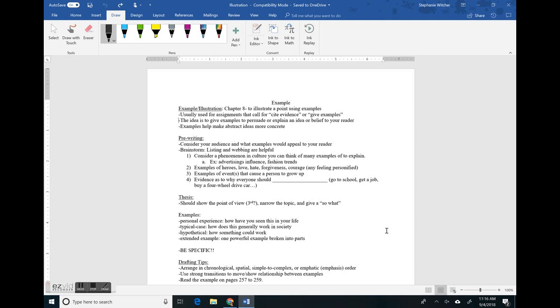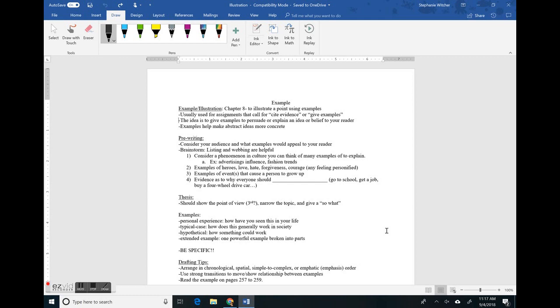So the point of this paper is to make a point by using examples. Typically, you've seen this kind of paper in an academic setting when you've been told to give examples or to cite evidence. So something like give 3 reasons, or give 3 examples, or cite evidence from the text to explain your point. So you've seen this paper many times before. You'll see it a lot in your academic career, so this is one of the most important papers that I teach you because you'll see it very frequently.